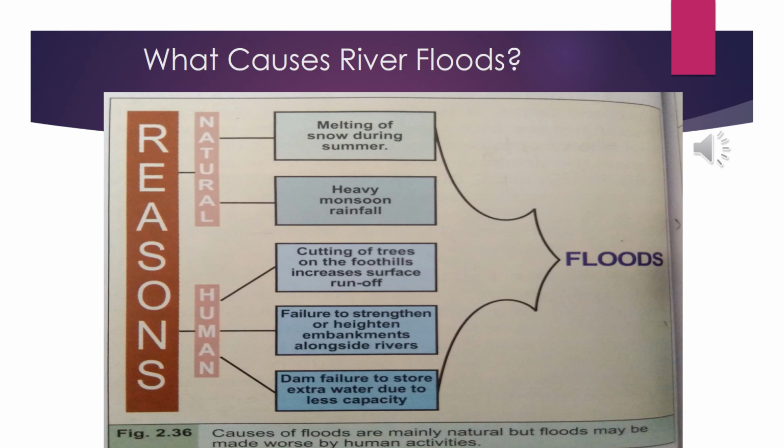Now let's talk about the human reasons. Human beings have been messing a lot with nature. We've been changing the natural environment into a human environment, and we have done quite a harm to our planet. So the first thing, which is the cause of many other disasters, is cutting of trees, or deforestation.